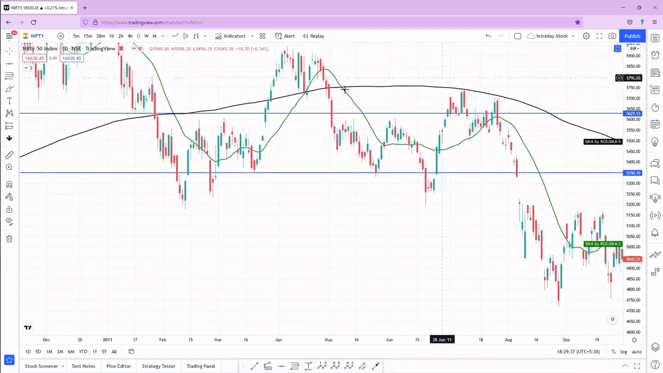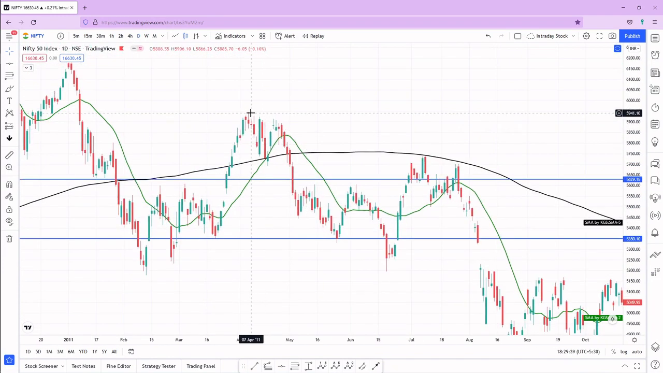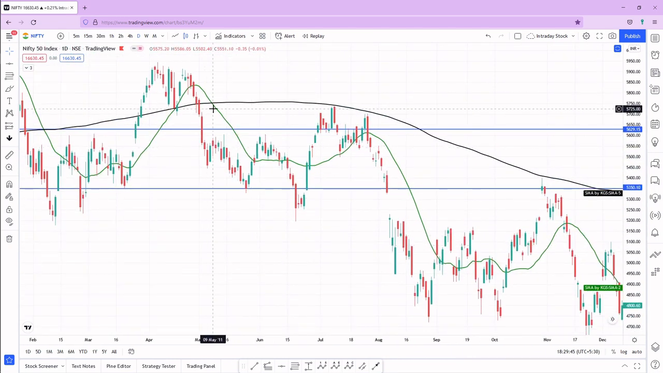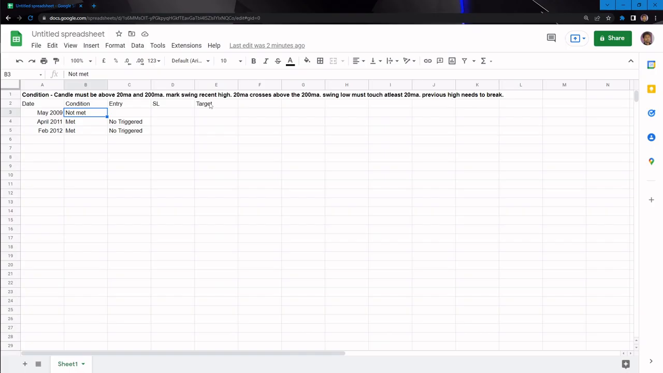Okay, here April 2011, above this we have to take an entry, but the candle did not go up at all. It started falling down, so forget about it. And meanwhile the 20 SMA also crossed below the 200 SMA, so the entry will not happen at all. We should not take that entry at all.